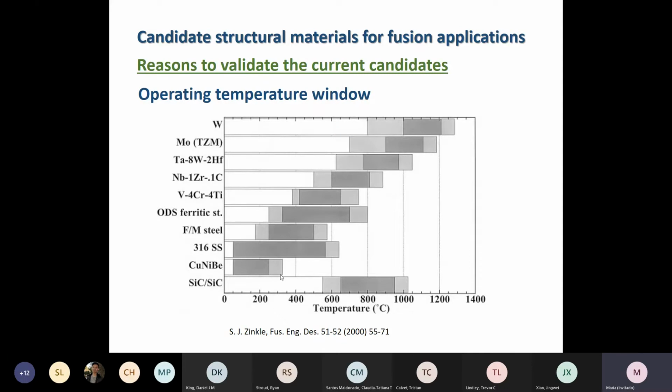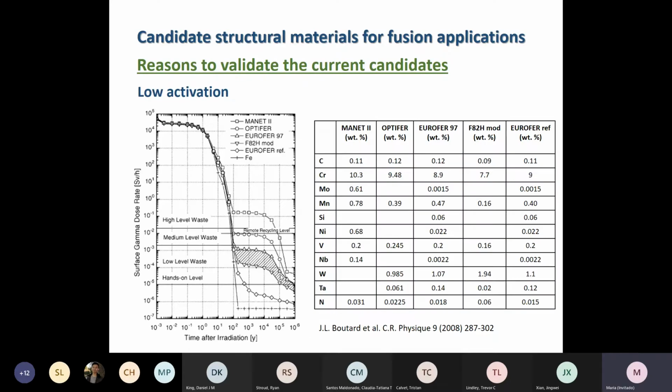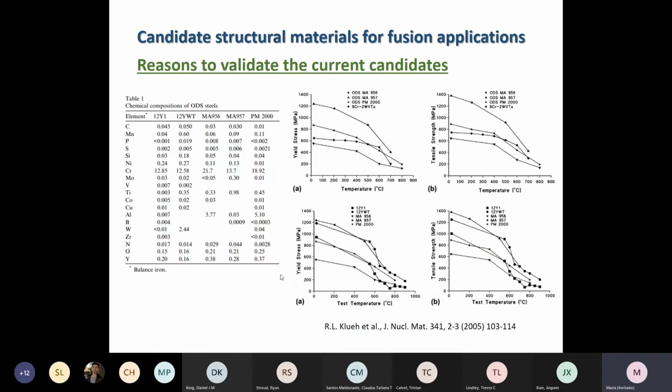We can obtain that with ODS steels. Okay, and there was again a set of commercial alloys that started to be developed around the same time as ferritic martensitic steels, around the 90s, let's say, and they were produced by different companies in Japan, in Europe, and in the US.